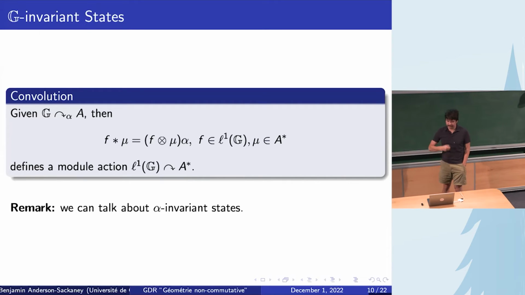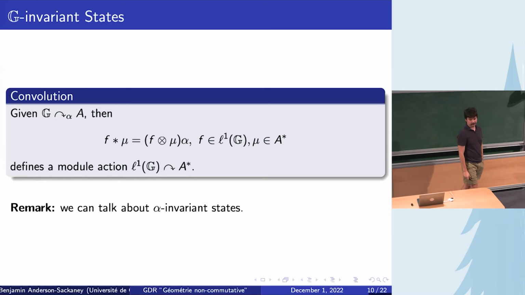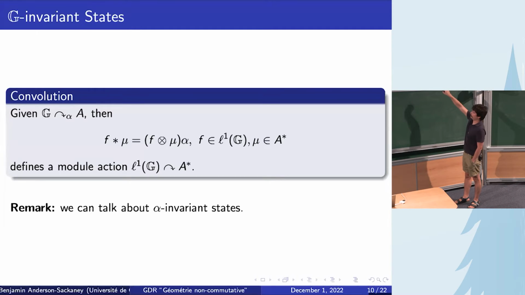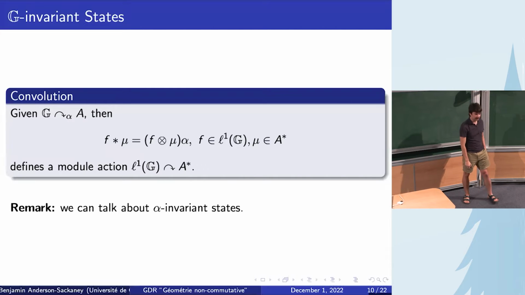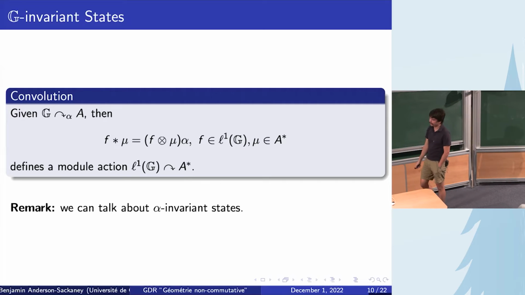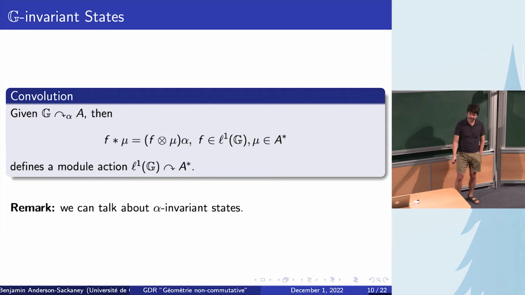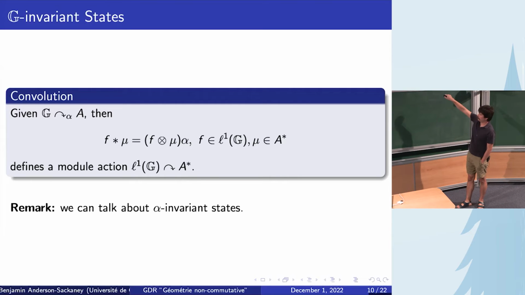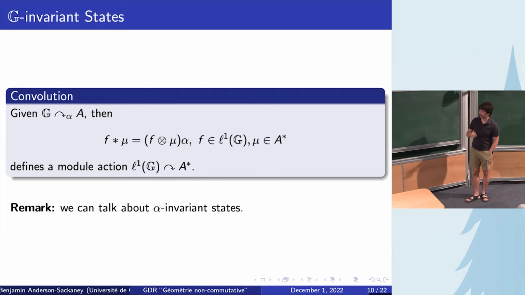All right, and then we can generalize convolution using coactions to get module actions of L1 of G on the dual spaces of G C-star algebras. Basically, you just write convolution of a coaction using the same kind of formula that you had for convolution on, say, quantum group C-star algebras. Okay? And as a side remark, we can talk about alpha-invariant states, if you will. But I'm only going to be interested in these in a very specific case.